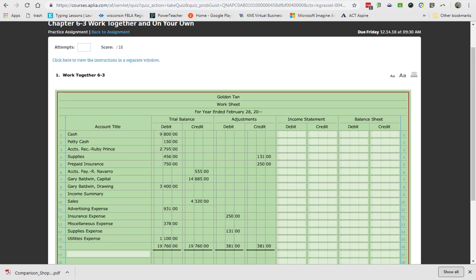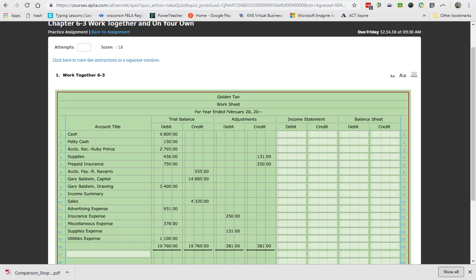Now, I'll continue to go down until we get to insurance expense. Insurance expense has nothing in trial balance. But when I continue across, what is here? Okay, we have an adjustment of $250. Here is a very common mistake that students do. They see that these are debits, and they look here and they think this is a credit, and then they put this $250 on our income statement as a credit, but it shouldn't be a credit because why? It is a debit. This is a debit column. So just make sure you watch out for that.